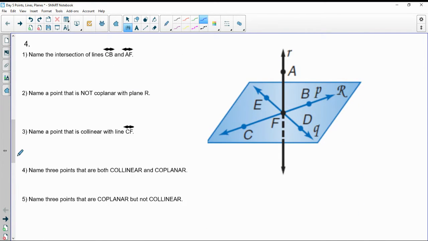Most of the rest of this is just going to be examples. I'll try to get through them kind of quickly. Like I said, you can always pause and rewind if you need.